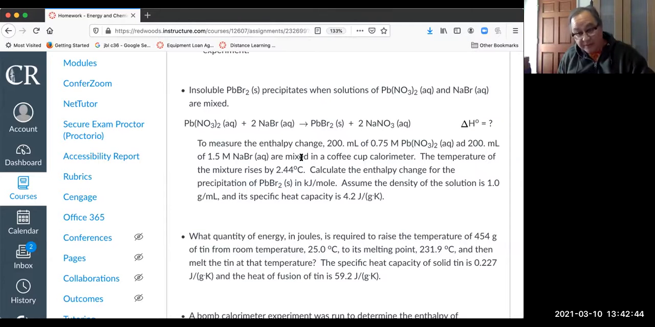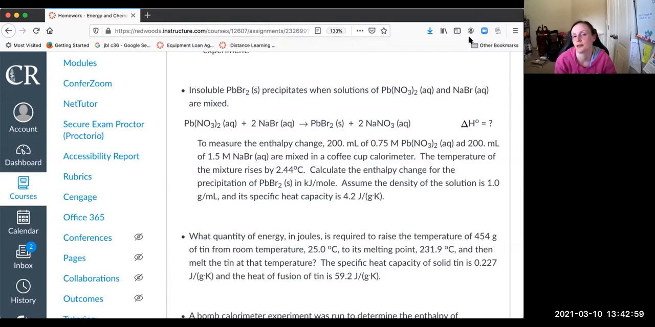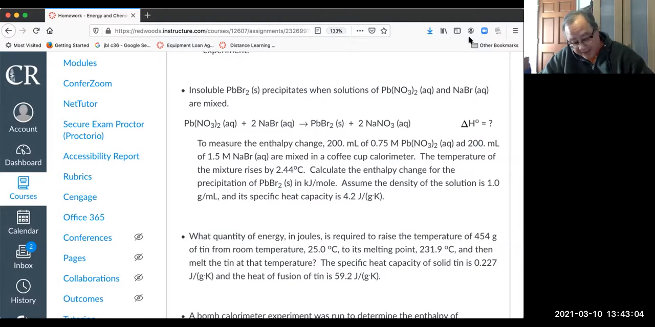Well, let's take a look here. Oops, I wrote down the wrong thing. What does it say the density is? 1 gram per milliliter. And we're going to say the specific heat capacity of the solution is equal to 4.2 joules per gram K, which we also get to write as 4.2 joules per gram degree Celsius. Okay, so I'm going to do a switch screen.